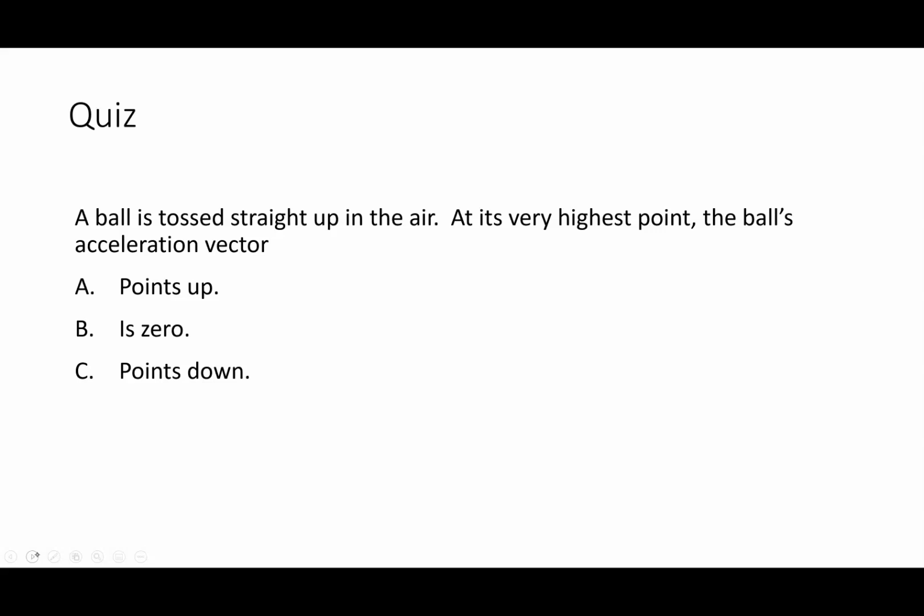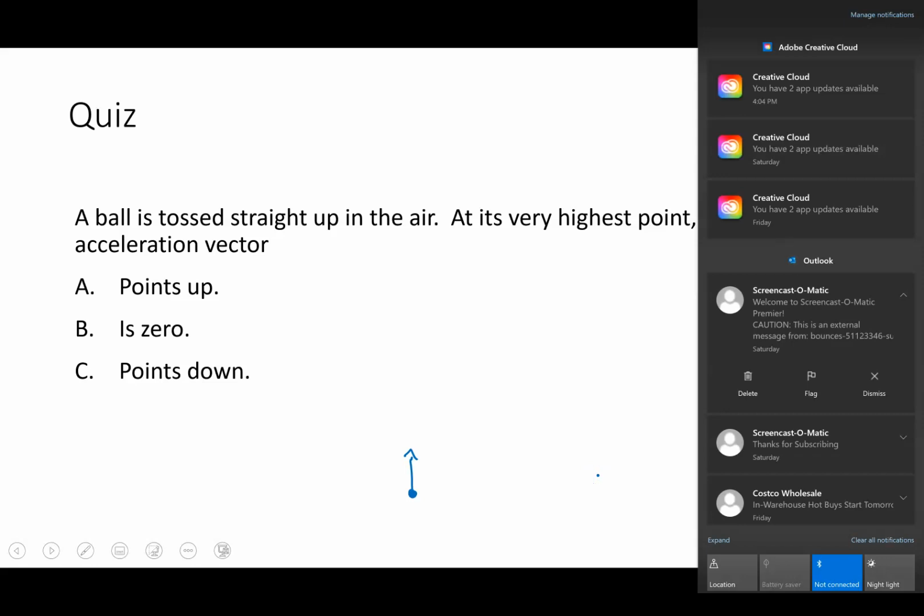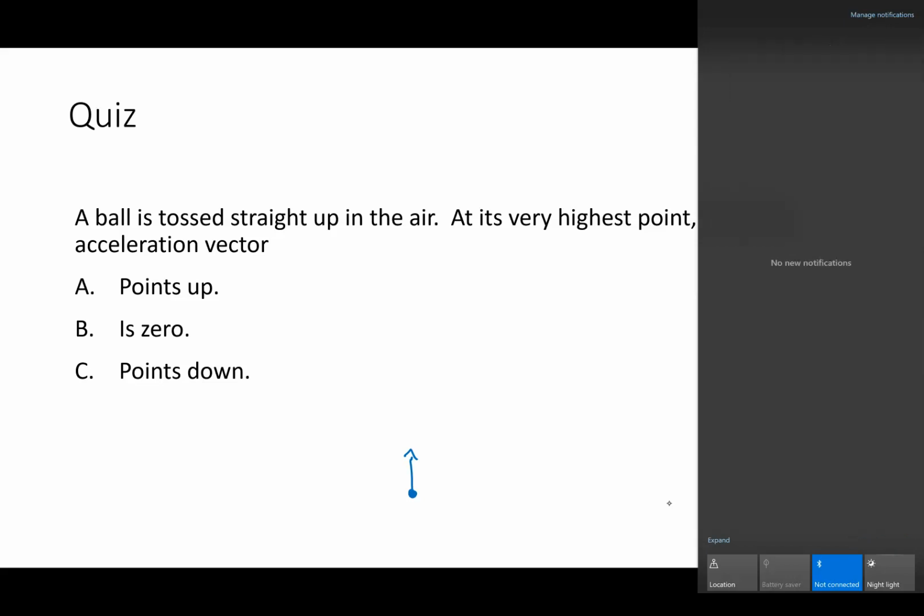All right, so I'm going to go ahead and draw a rough little sketch. I have a ball. Oops. I don't know what I just did. Sorry.